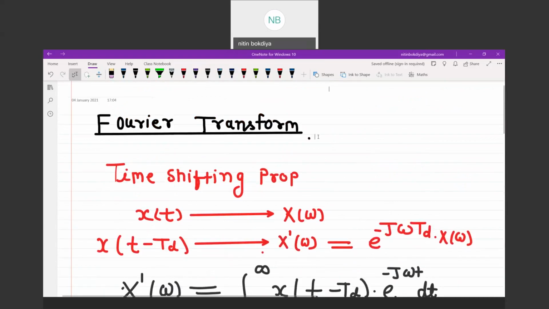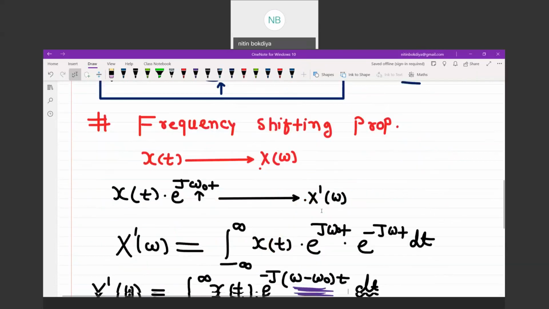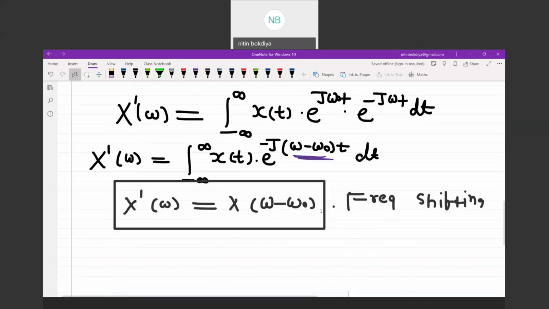The Fourier transform, the property is frequency shifting property. This property is saying, time shifting property, it's saying that x(t) having Fourier transform X(omega), then what is the Fourier transform of x(t minus td), and this is the result of that.